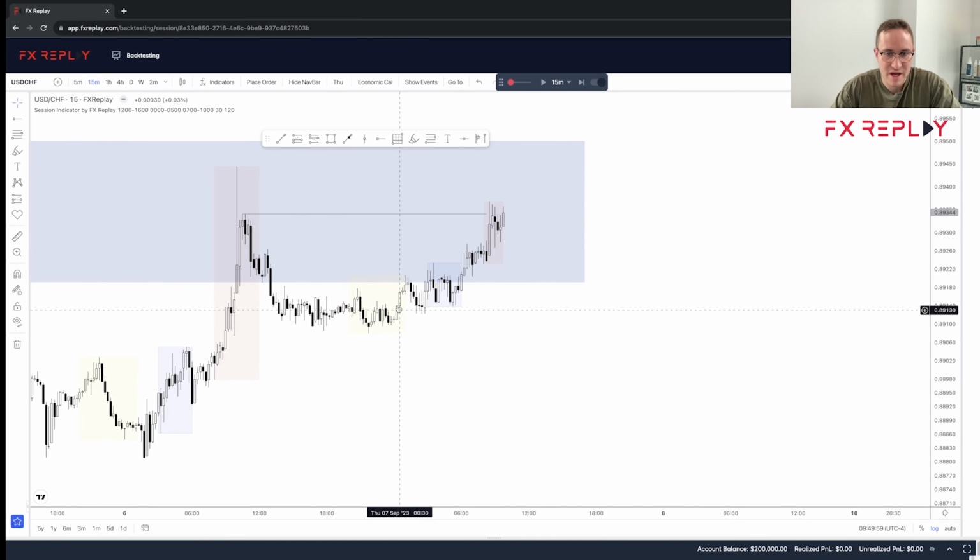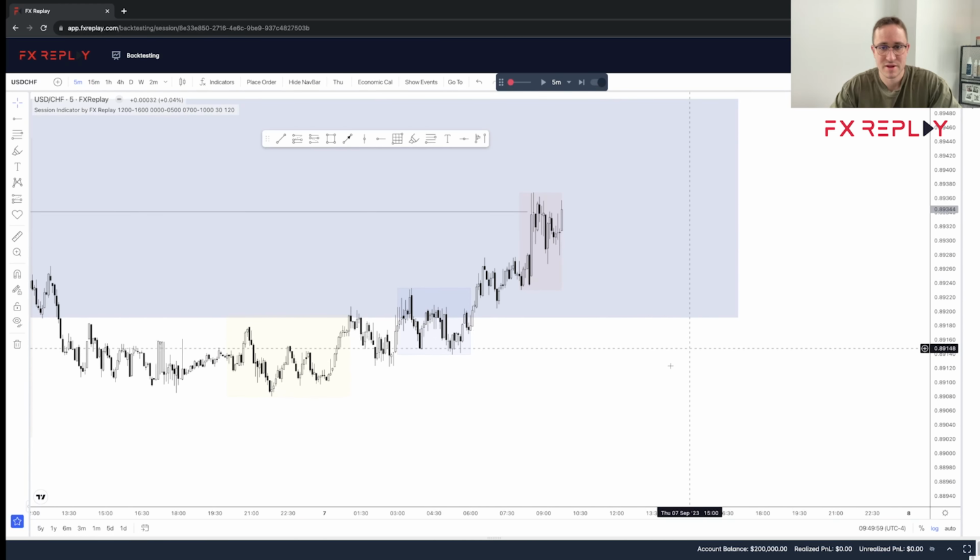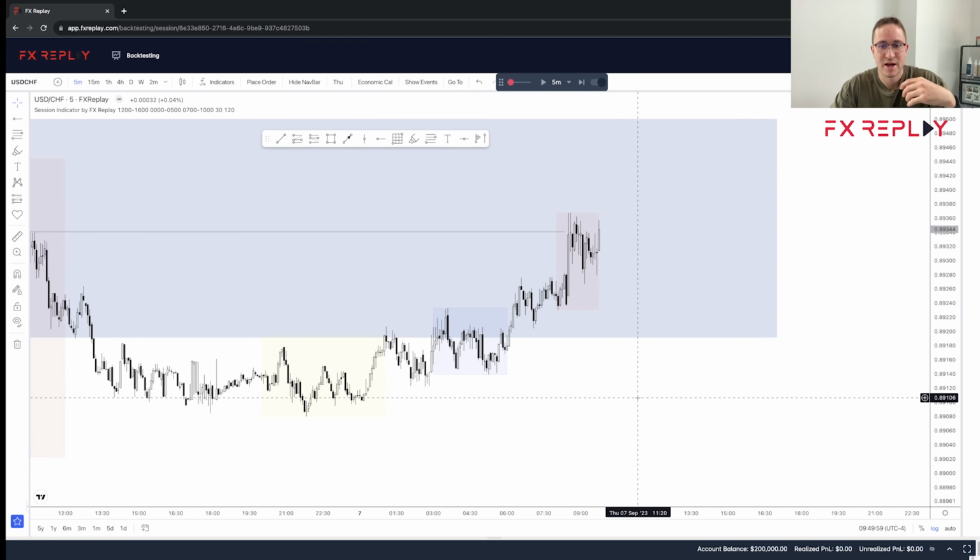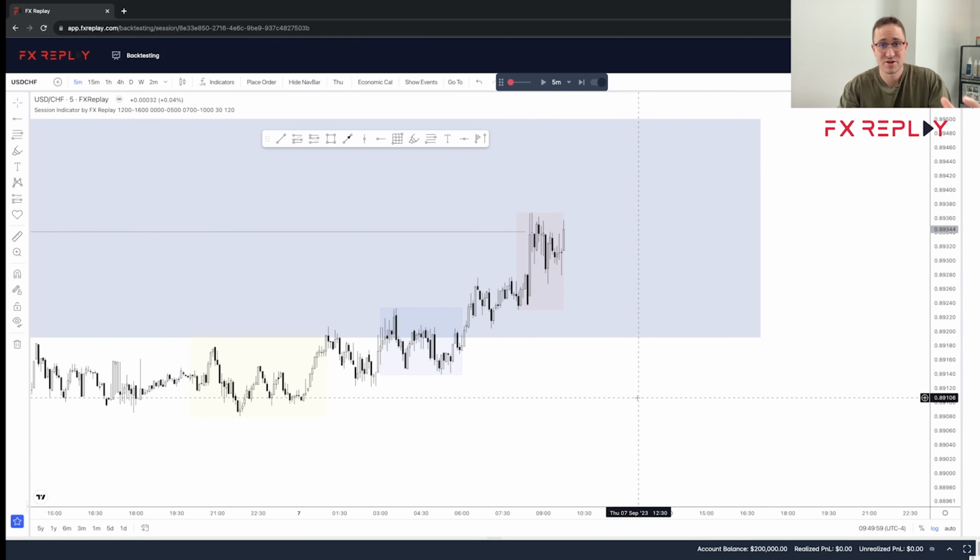So right here, obviously, Asia very choppy. London very choppy. Switch over, popped us up into this buy side liquidity. Let's jump even lower. I'm going to show you guys where the corrective price action again can help you when not to enter a trade as well.